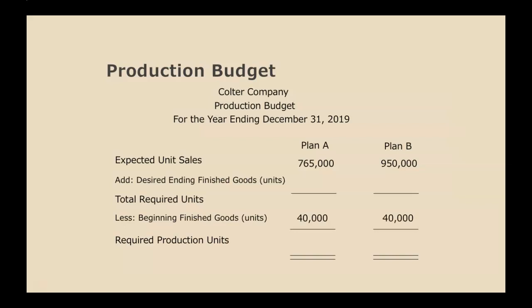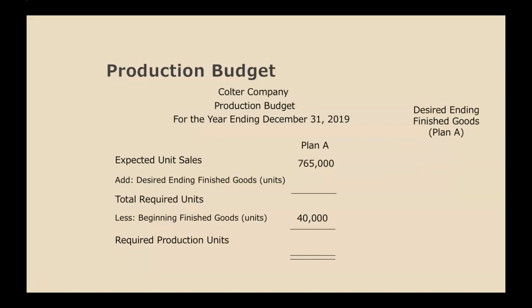We already know that we started the year with 40,000 units. And that was a set amount, right? That's not going to change based off of our two different plans. At the end of 2018, we had 40,000 units in our inventory. That is set, that is decided. Desired ending finished goods, that's where things change up, right? And the expected unit sales, we already see those have different numbers as well.